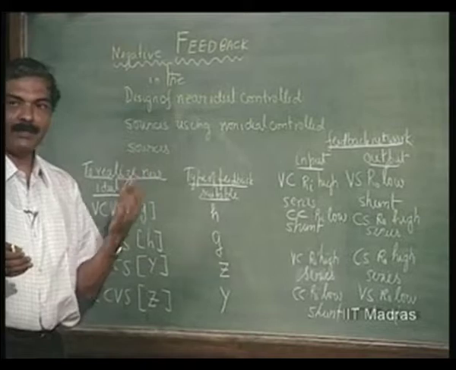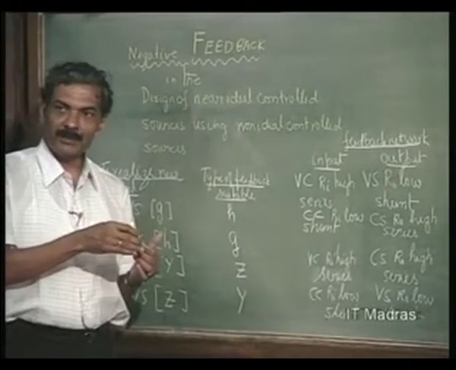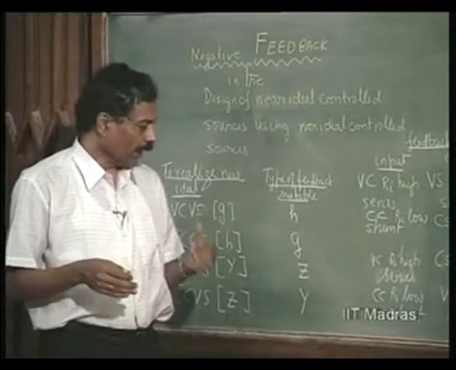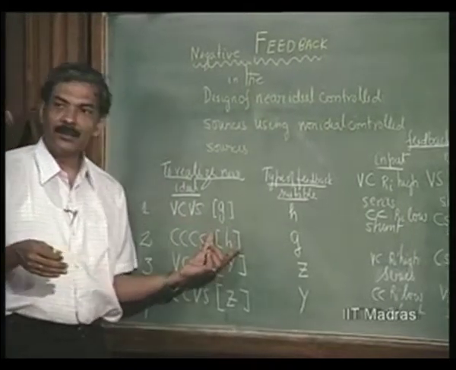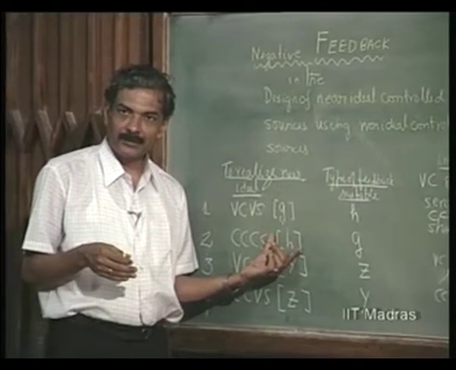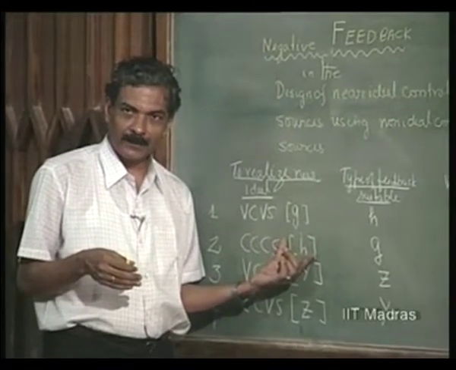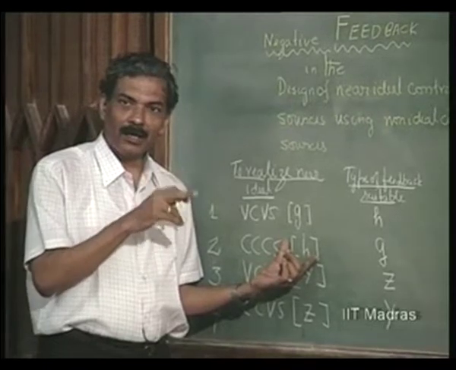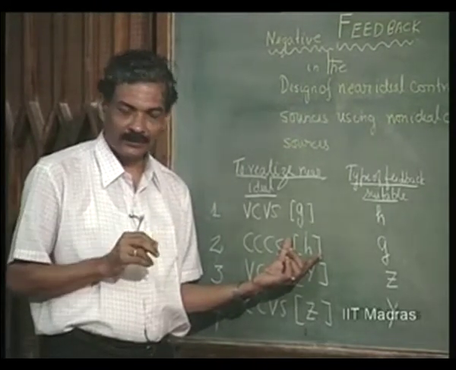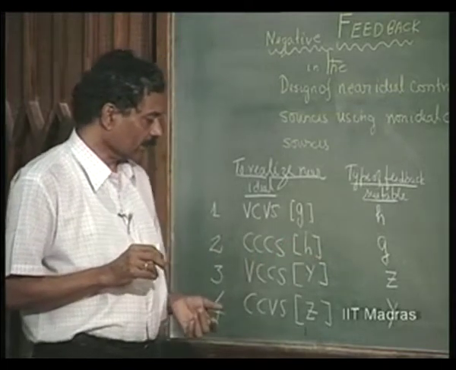So, G parameters get added: the G parameter of the amplifier gets added to the G parameter of the feedback network, and then the H parameter gets modified by the loop gain, so that all except H F go towards 0. So, this is the current control current source.